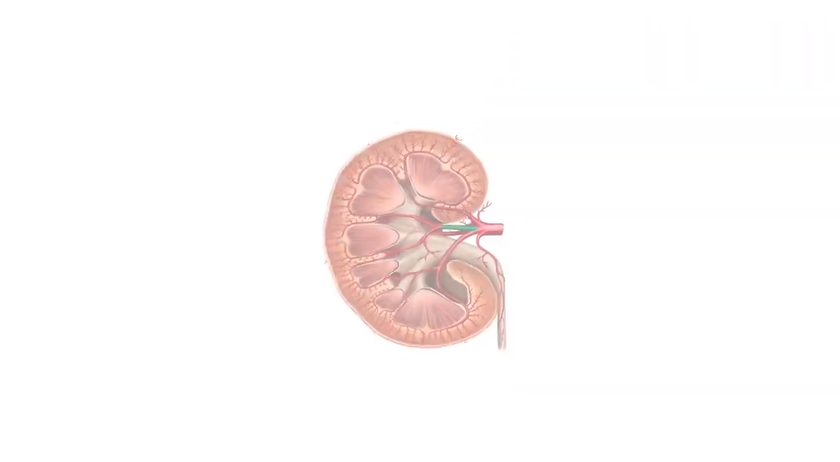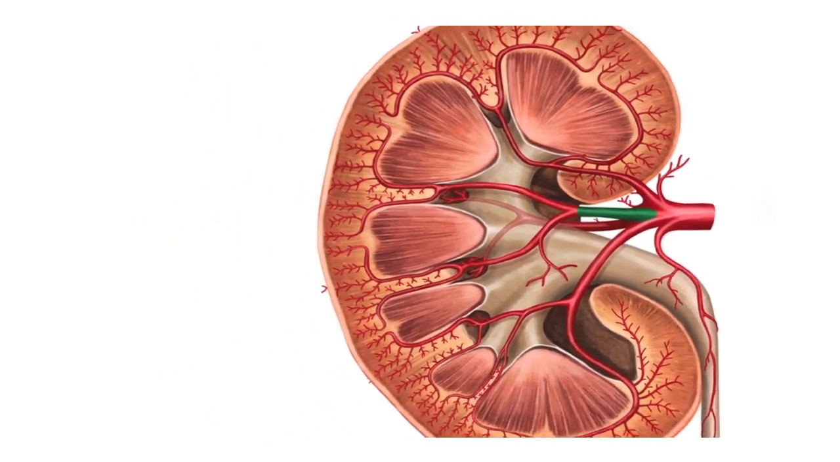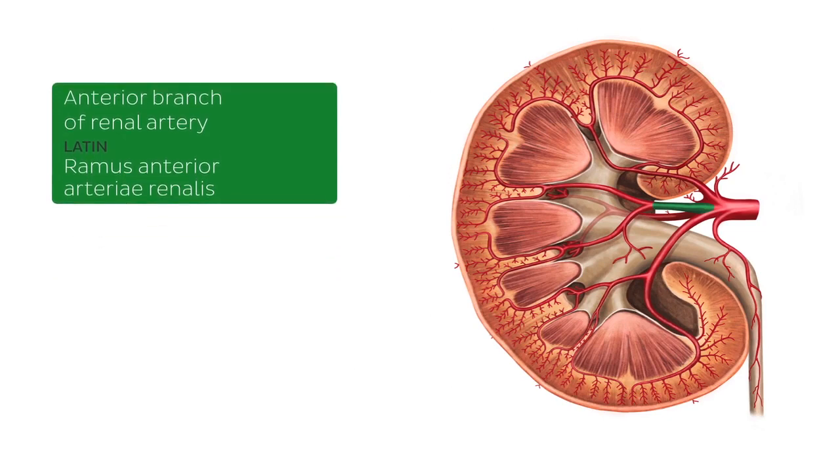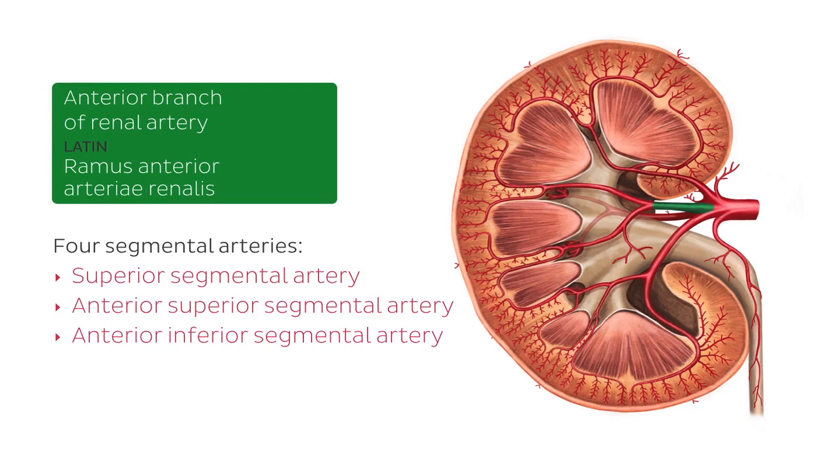We're going to move on to this one that you see highlighted in green that I briefly mentioned on a previous slide. This one is known as the anterior branch of the renal artery, also known as the anterior ramus. And this branch will give off four segmental branches or segmental arteries that we will be discussing in this tutorial. One is the superior segmental artery. The other one is the anterior superior segmental artery, also the anterior inferior segmental artery, and the inferior segmental artery. All of these will be covered here.